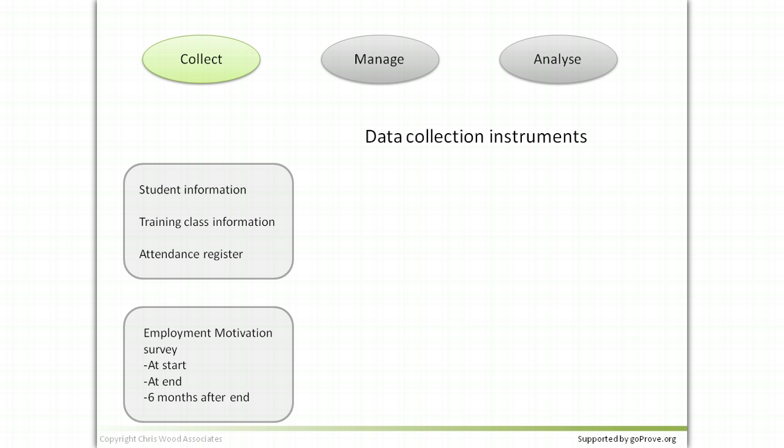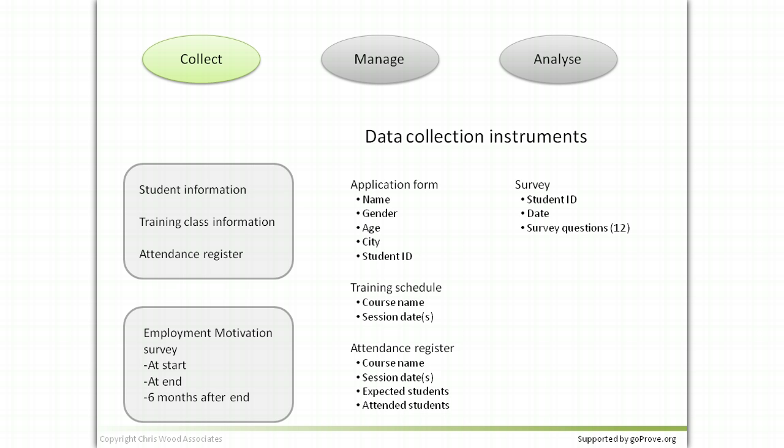So let's have a look at some of the information that we need to collect in detail. Under the collect stage, we will be using data collection instruments. These will include an application form when the student registers, a training schedule that we define when the training and where the training is going to happen. We need an attendance register to record which student attended which session, and we also need the motivation survey.